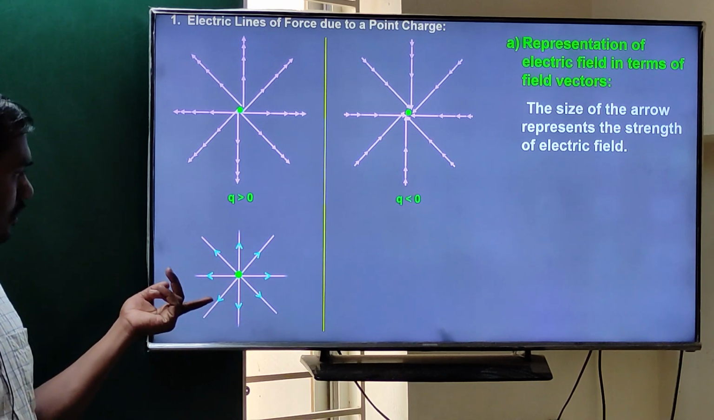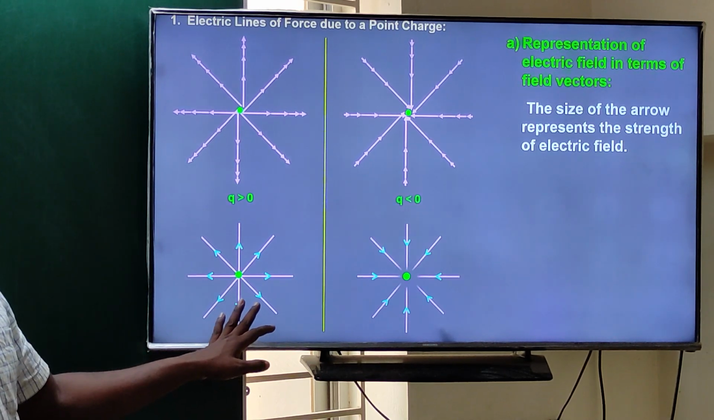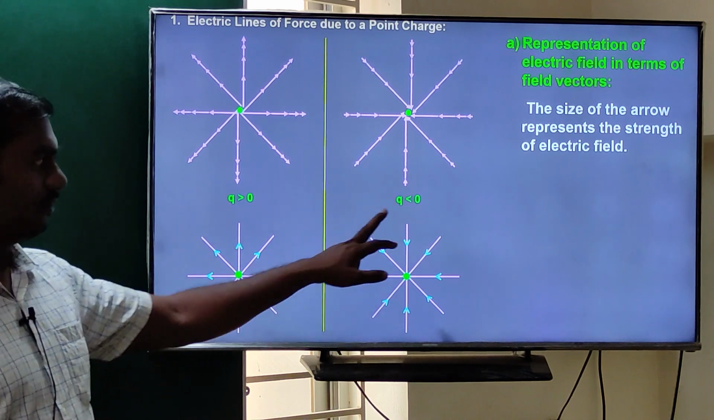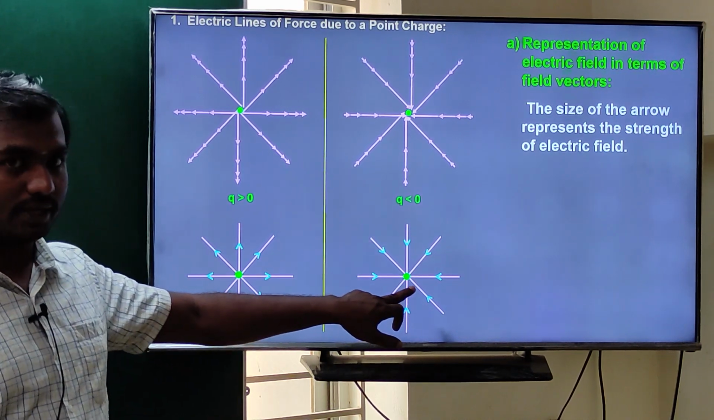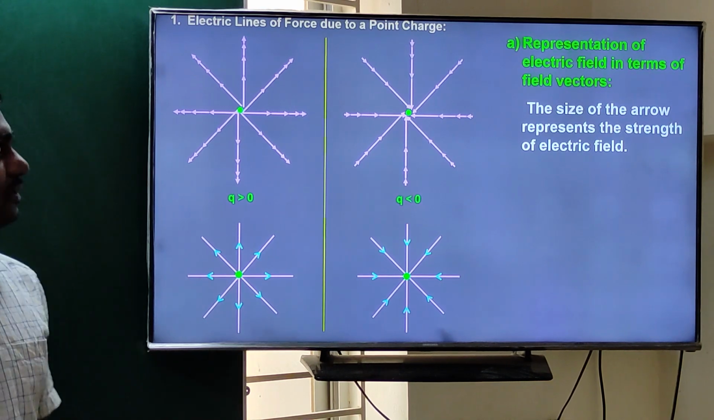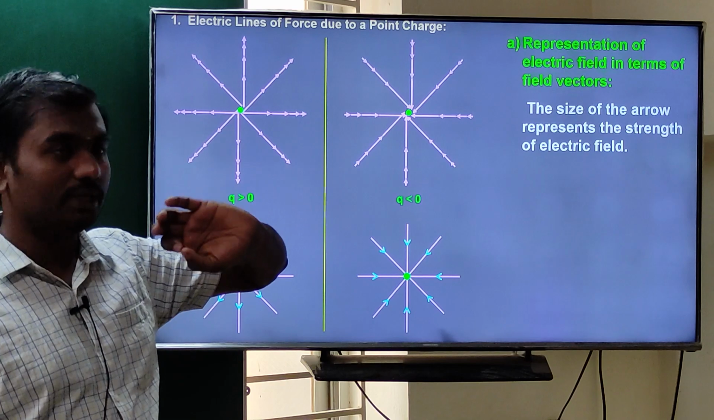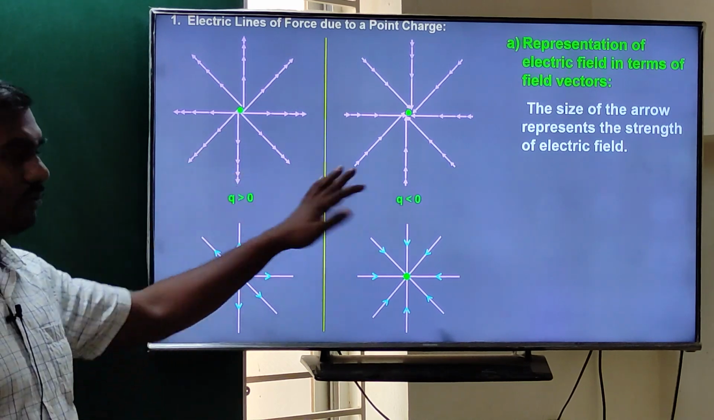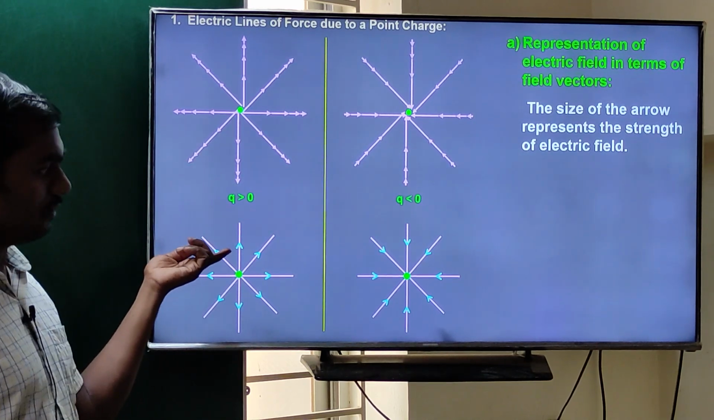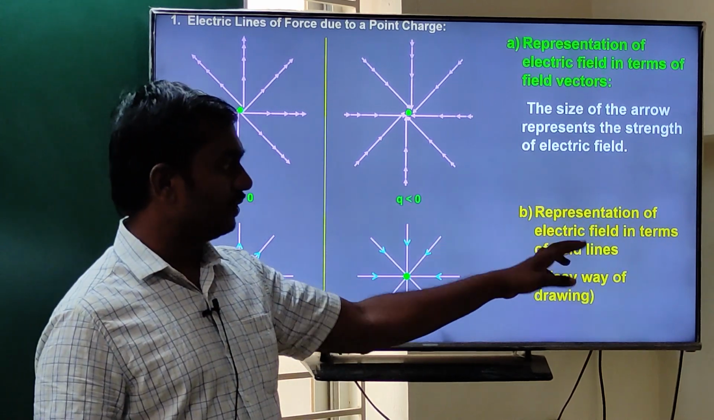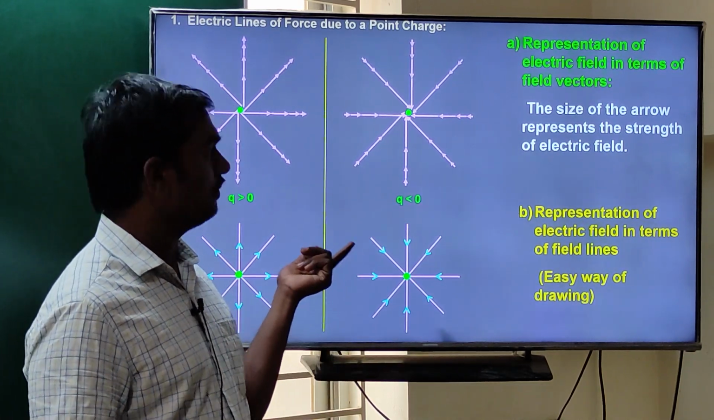Next, this we can easily understand. If we have the positive charge, field lines originate. If we have the negative charge, at the negative charge field lines terminate. This is the first point. These are electric field lines due to a single point charge, whether it is positive or negative, the representation of field lines is like this. And this is the representation of electric field in terms of electric field lines.